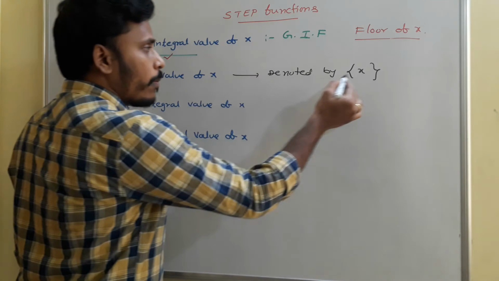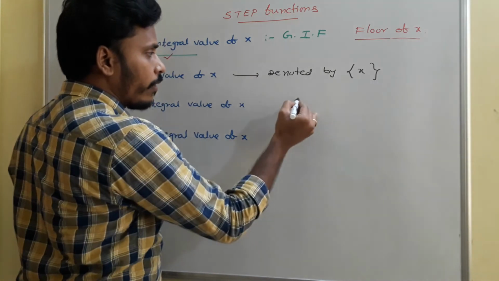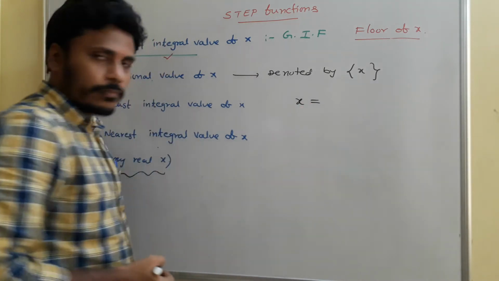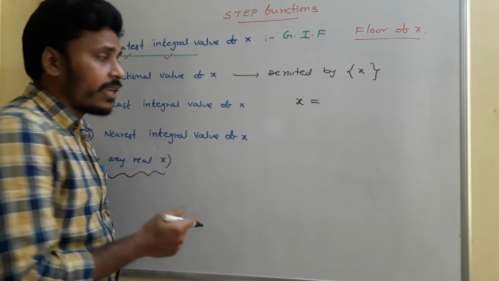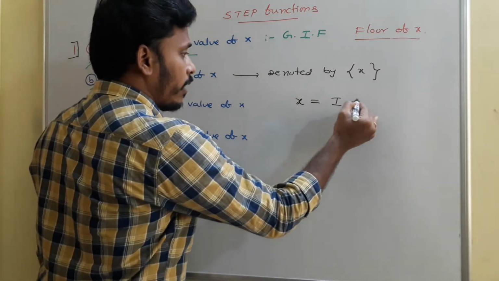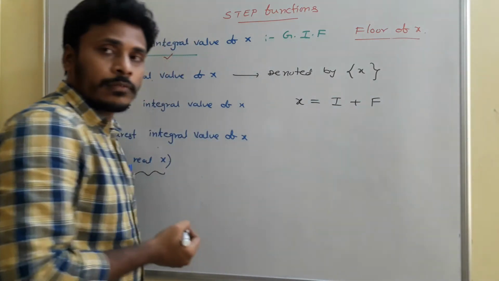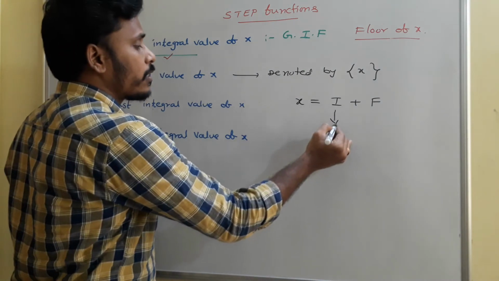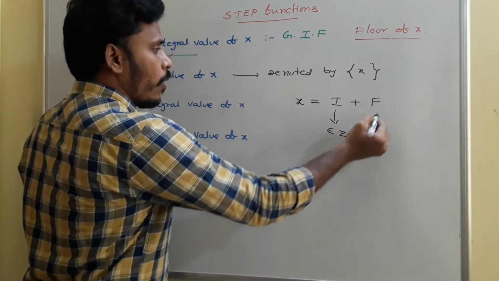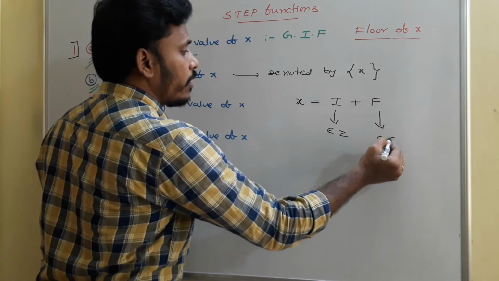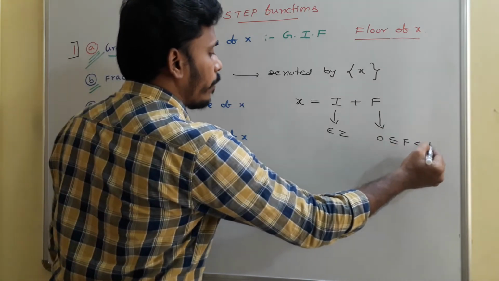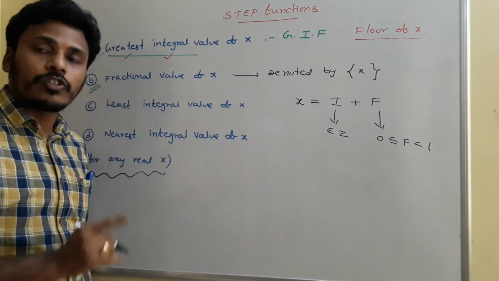Suppose x is a real number, and you need to separate that x as some integral part plus fractional part. This integral part must be an integer, whereas this fractional part f must be in between 0 and 1. I am repeating, this f must be in between 0 and 1.